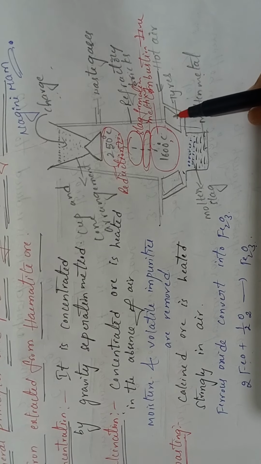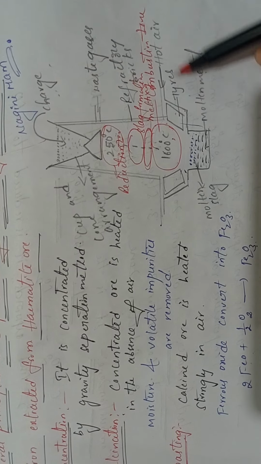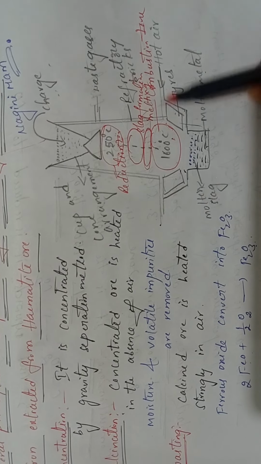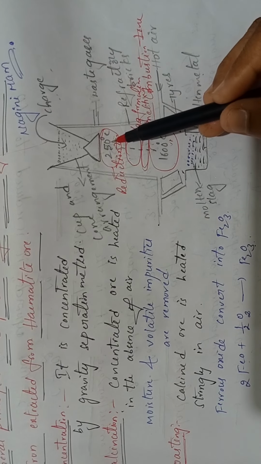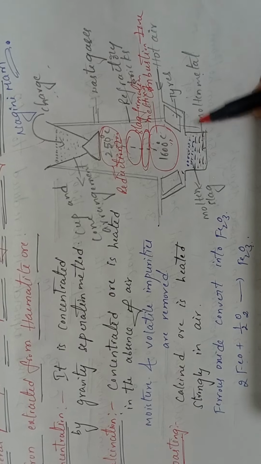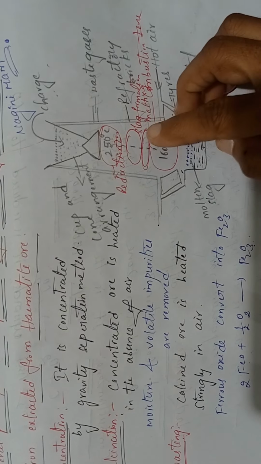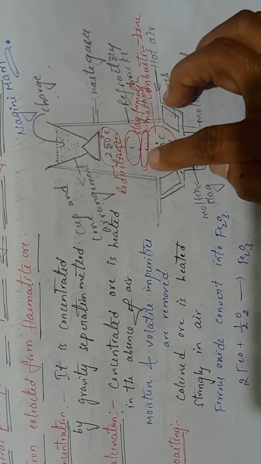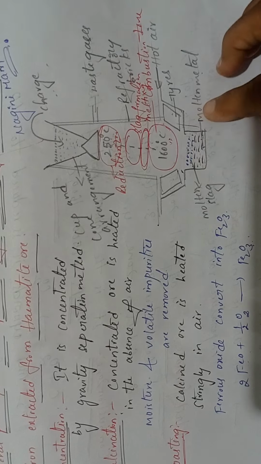These are the tuyeres, and here any waste gases and impurities will go outside. Here we are passing hot air. Here the temperature range is 1600 to 250 degrees Celsius from bottom to top. This is the molten metal. Okay, Nana. So in the reduction zone, spongy iron is formed. That iron is melted in the melting zone. So then we'll get the molten metal here.